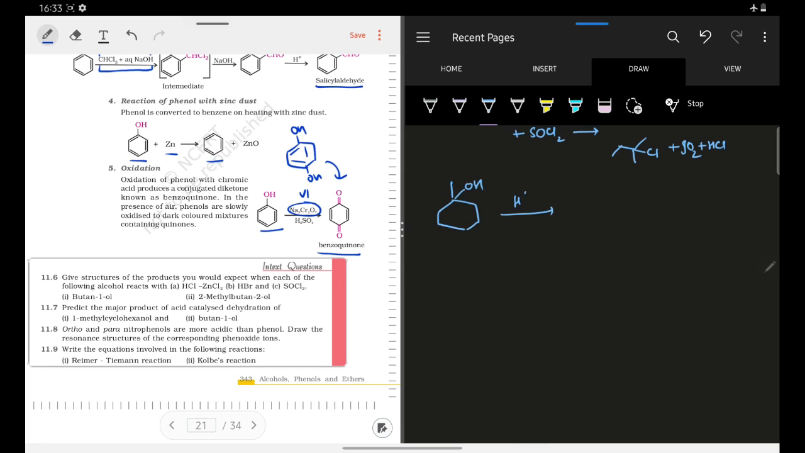So how does dehydration work? We know that when we heat alcohols in H2SO4, which is an acidic medium, it will undergo elimination. I have already told you that alcohols first try to form a carbocation. So once this OH gets protonated, it will leave and lead to the formation of this carbocation.